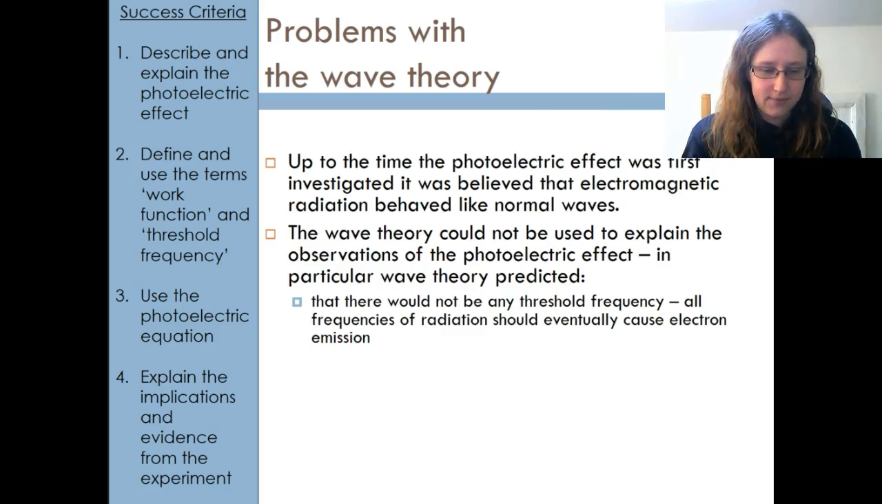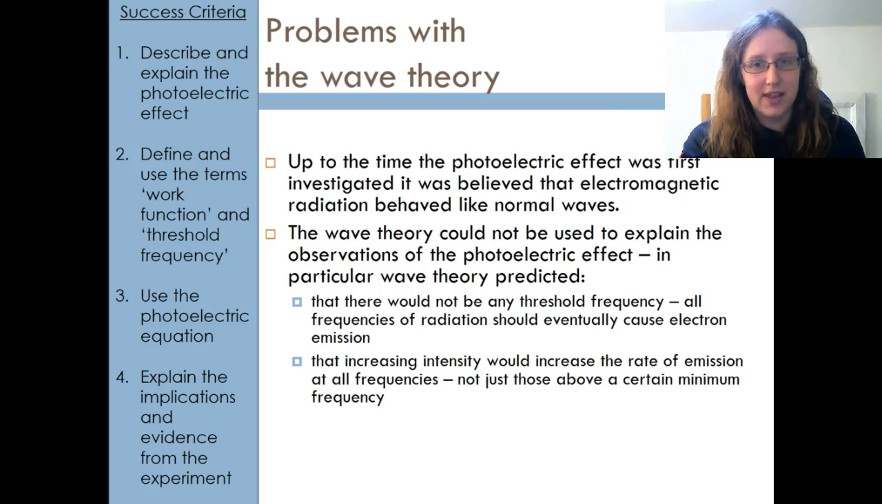Because if the light were acting as a wave, then the frequency of the wave shouldn't affect whether or not the electrons were emitted, because the wave is just transferring energy over time. If I wait long enough, it should transfer enough energy. The frequency shouldn't have anything to do with that at all. So that's a real big problem if we're using wave theory. The intensity should increase the rate of emission at all frequencies. It shouldn't only matter once we cross this threshold frequency.